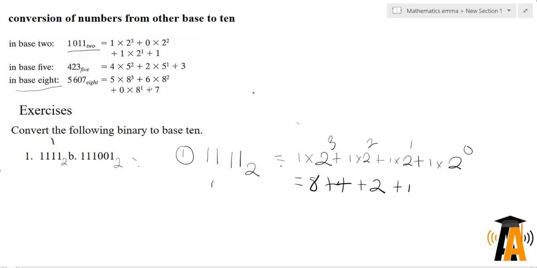So this is equal to 8 plus 4 is 12, plus 2, 14 plus 1 is 15. So this is 15 in base 10. So 1 1 1 1, which is in binary or in base 2, is equal to 15 in base 10. So let's look at the second example quickly.